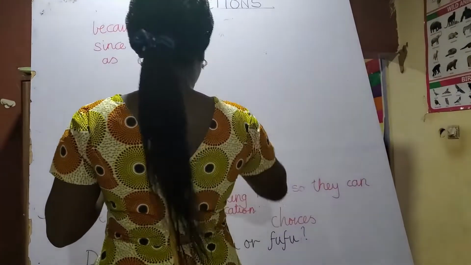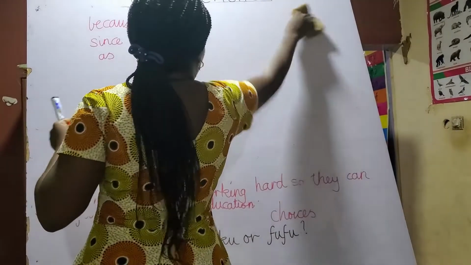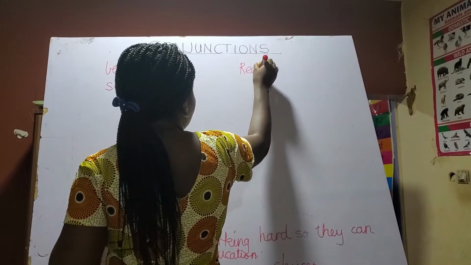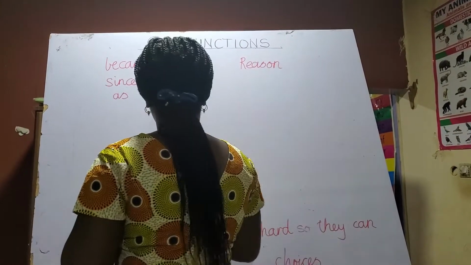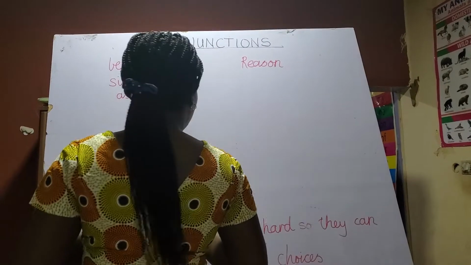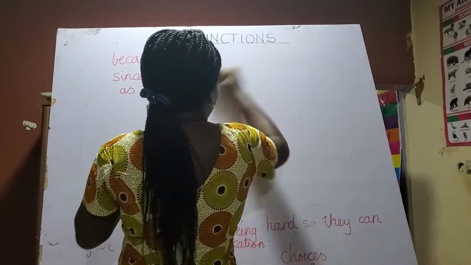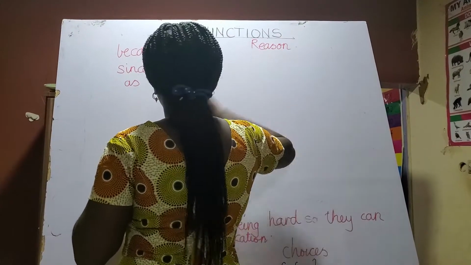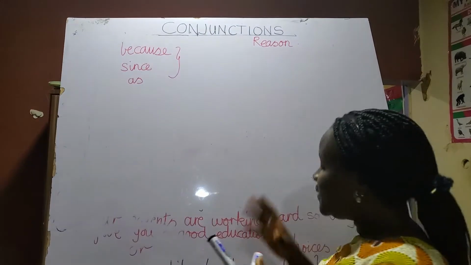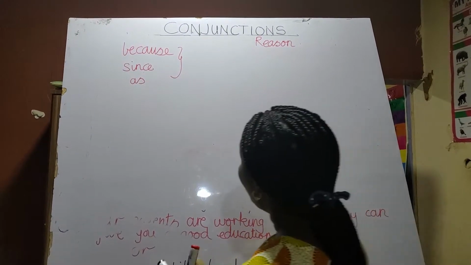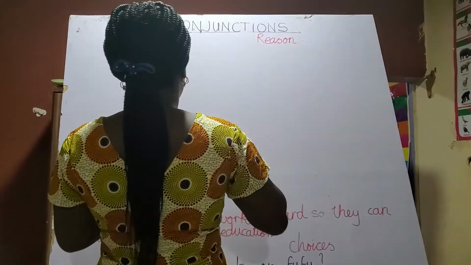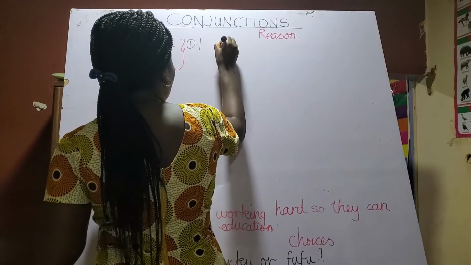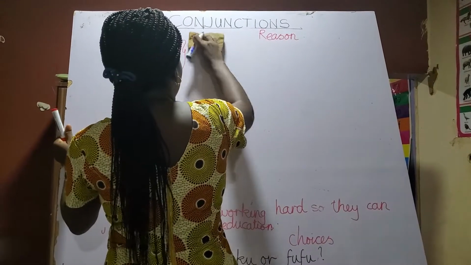Because, since, as. These are conjunctions of reason. Okay, conjunctions of reason. They tell us why something is happening or why something has happened. Okay, let me write the reason up here. Now, because, we have because. Let's have an example of how because can be used in a sentence.